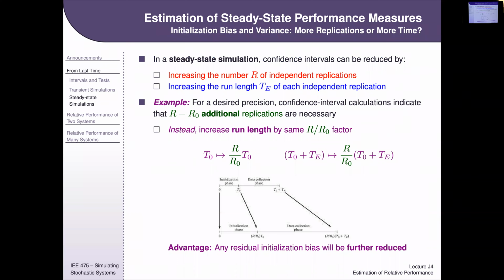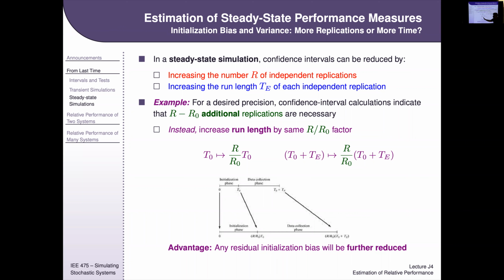So the idea here is I've got an initialization phase and a data collection phase in my steady state simulation. And so I'm going to truncate the initialization phase and only take data in the data collection phase. If I've decided that I ran R naught replications, but I want to run R replications total, then I can come up with this scale of R divided by R naught, which is how many more replications I want to run. And I can scale my T naught, my initialization phase, up by that amount. And then I can also scale my total time up by that amount.